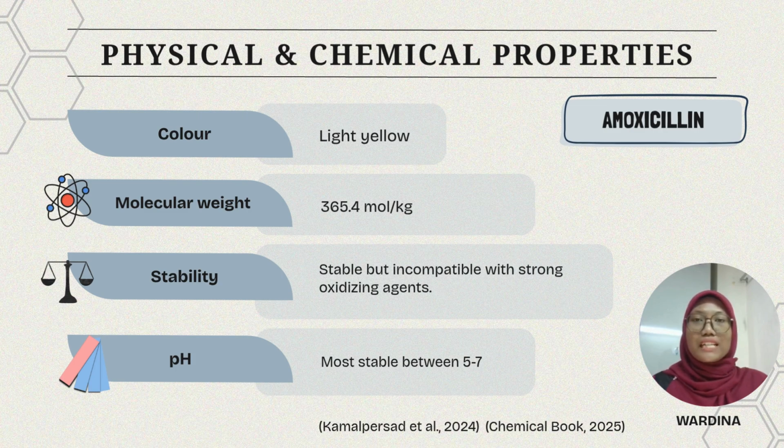Visually, amoxicillin is light yellow in color. Its molecular weight is 365.4 g/mol. It's generally stable but incompatible with strong oxidizing agents. The most stable pH range for amoxicillin is between 5 and 7.